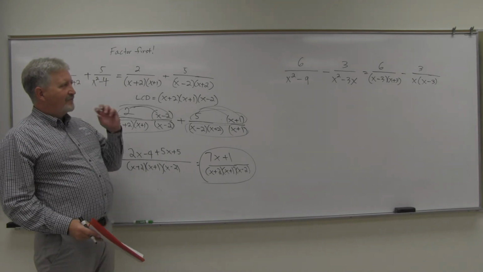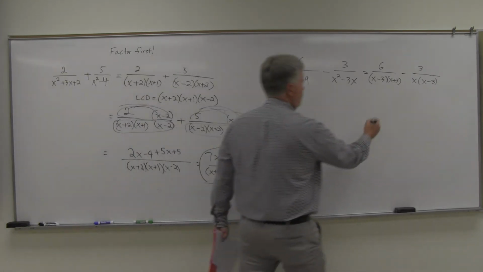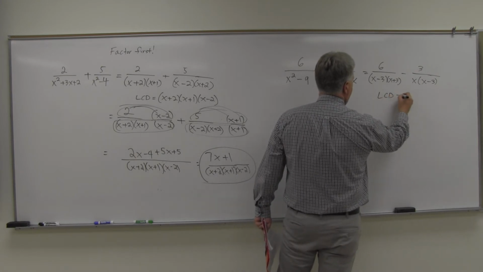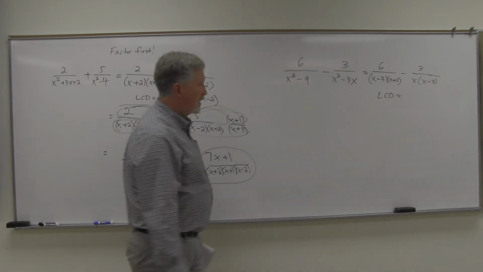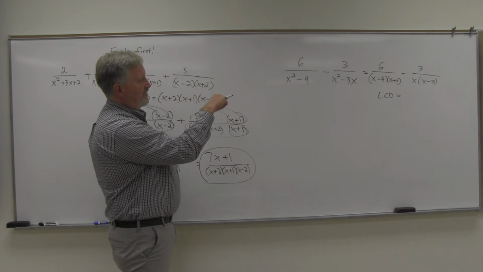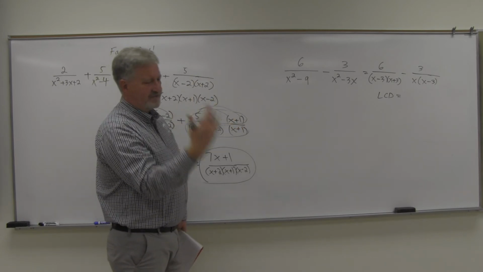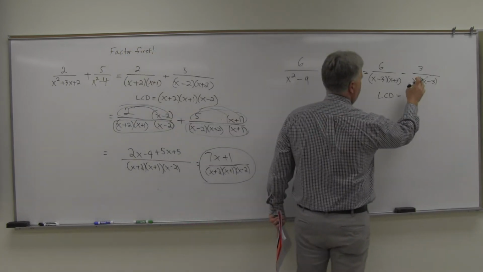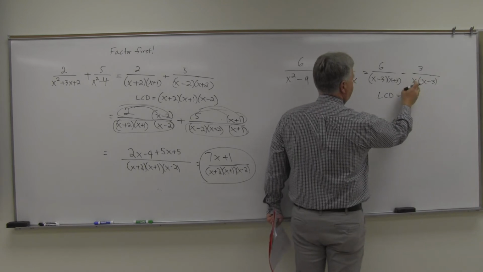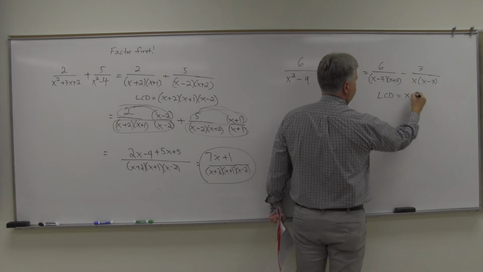All right, so what's the LCD there? What is the common denominator that I can get on those? Well, the one on the left has x minus 3, x plus 3, so I need those. But this one has x and x minus 3, so I also need an extra x there.